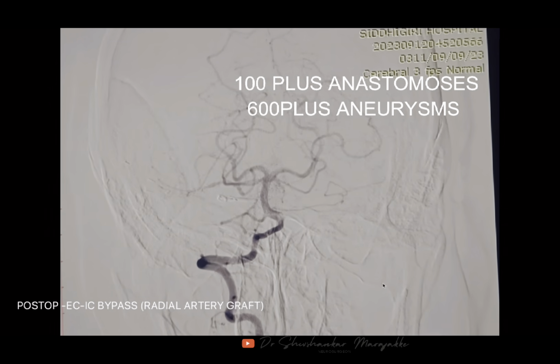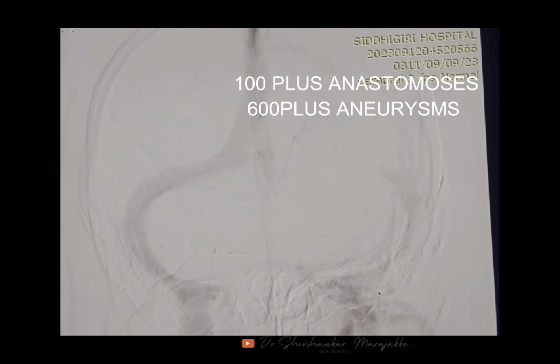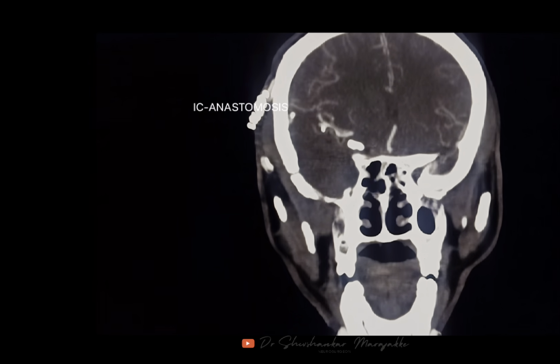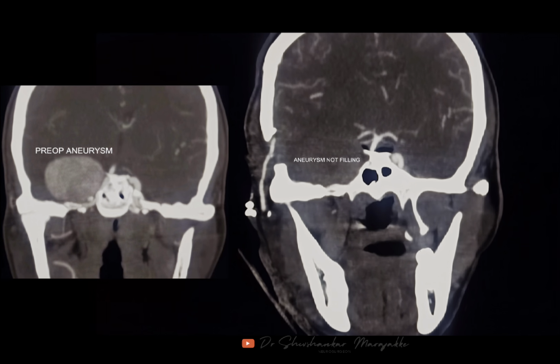So this is a beautiful scan. In the post-op image, you can see the aneurysm is not filling. This is the pre-op scan. You can see the aneurysm was hyperdense in this case, and there is a graft.